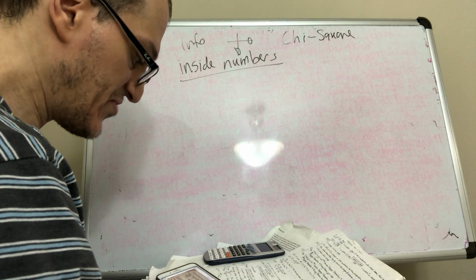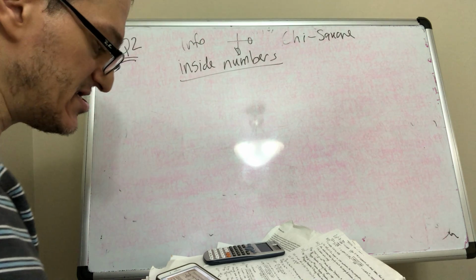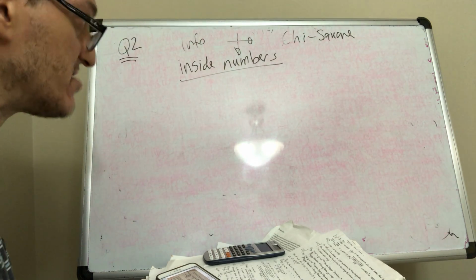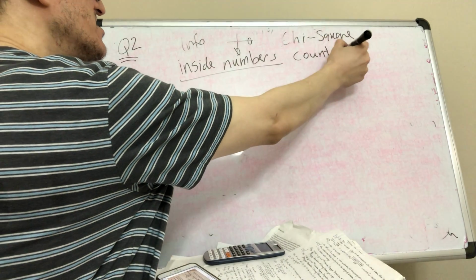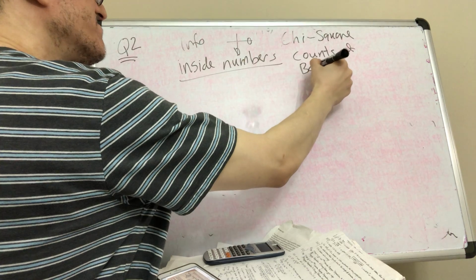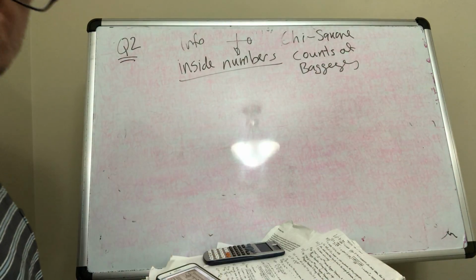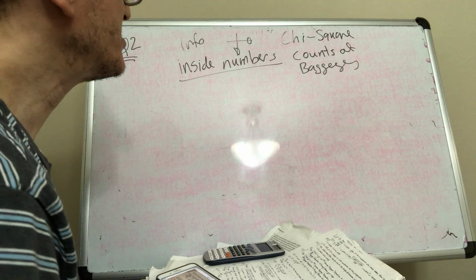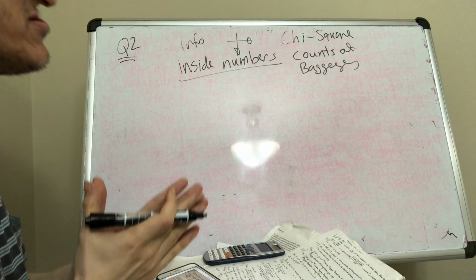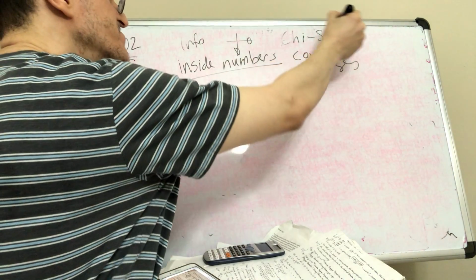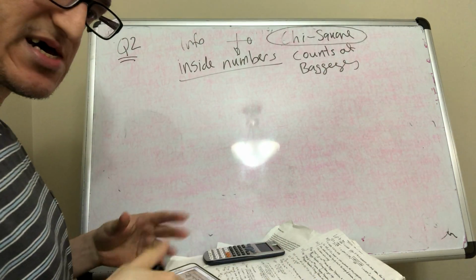So the 653, the 47, the 6, the 62, the 83, the 14, the 78, the 417, all these numbers. These are counts of baggage. So it's something you count. When you have the information cross-referenced and the inside numbers represent count, you have chi-square. And how can you make sure that they represent count?